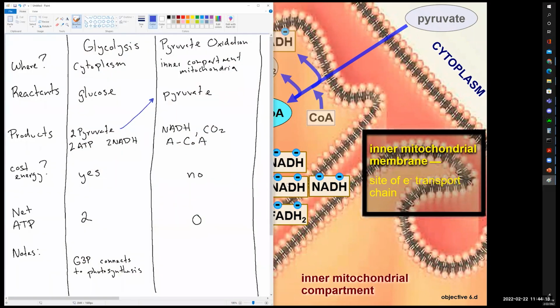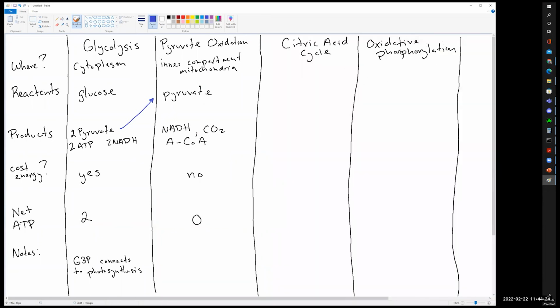So we're going to put it on our chart. So where does the citric acid cycle take place? Same place or new place? Same place. The inner compartment of the mitochondria. We have 2 initial reactants this time. What are they?